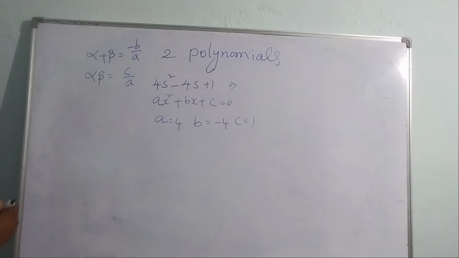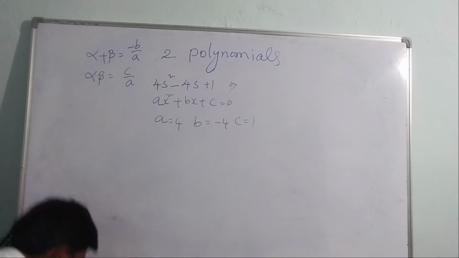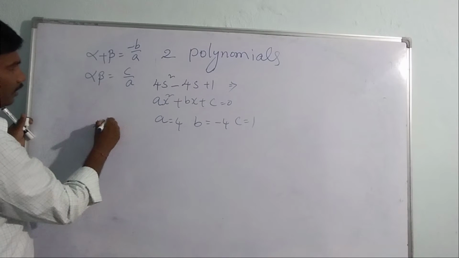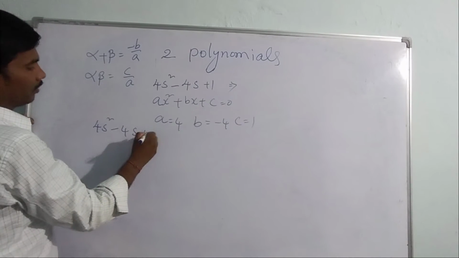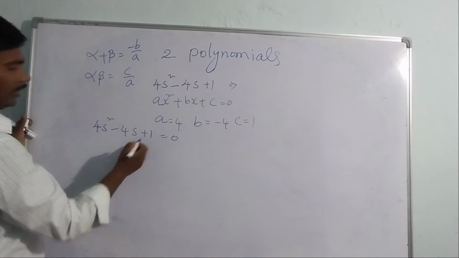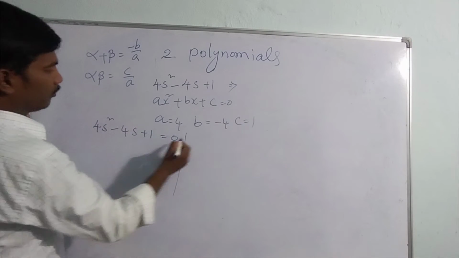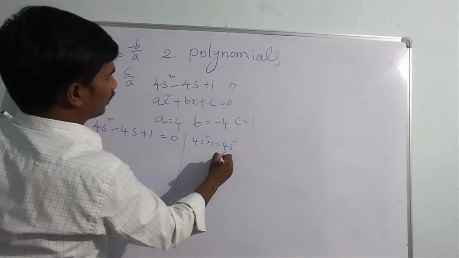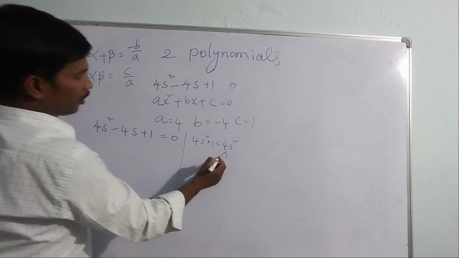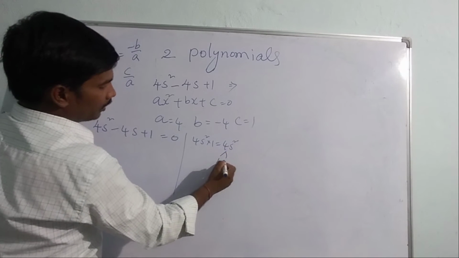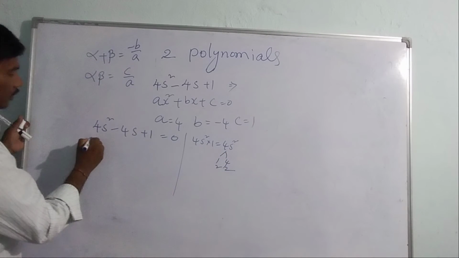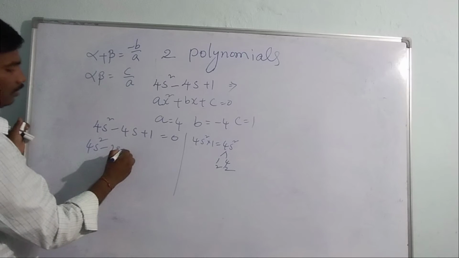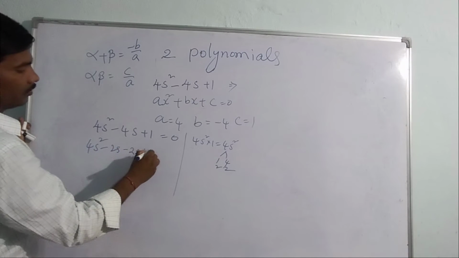Same, the middle term split method. We have 4s square minus 4s plus 1 is equal to 0. So multiply the first and last term: 4s square into 1 is equal to 4s square. Factors of this 4s square: 1 and 4, or 2 and 2. So split the middle term: 4s square minus 2s minus 2s plus 1 is equal to 0.